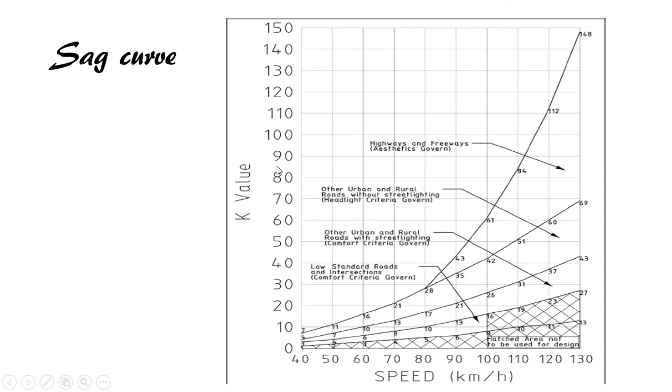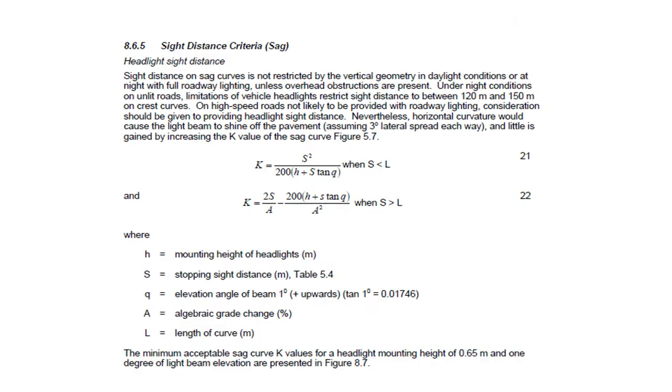Set curve, the table is provided for 50k design. If I'm designing for 50k speed limit, based on that low standard road, we do not go in this section. We go for urban and rural road with street lighting. So the value of k is about 7. So about say 10 is a bit higher than what is required for k in set curve.